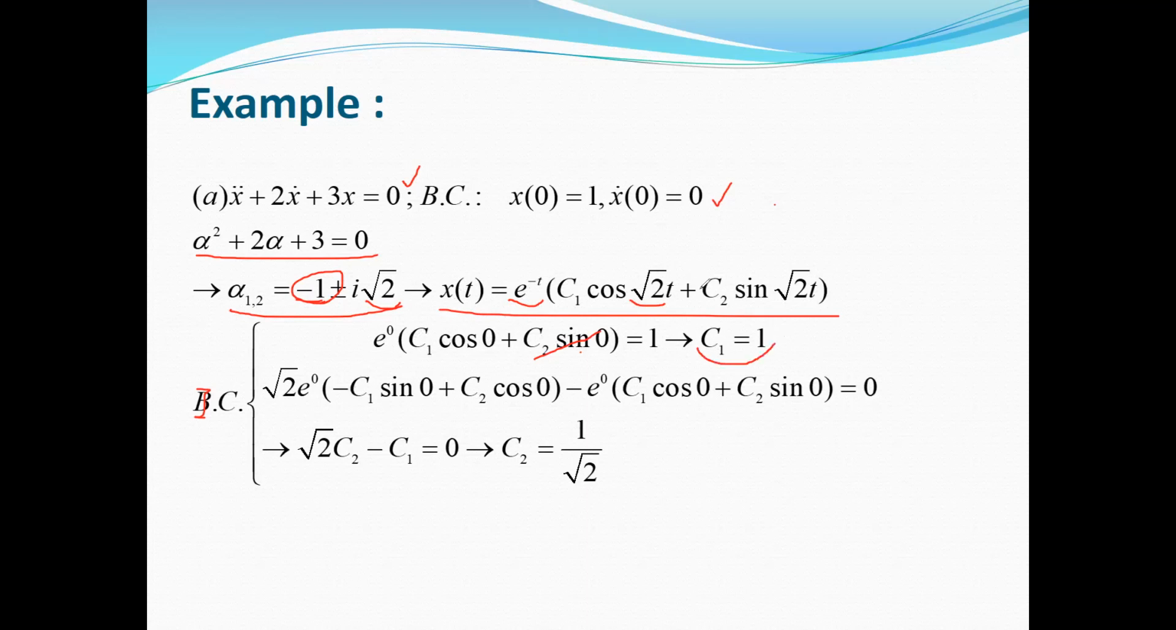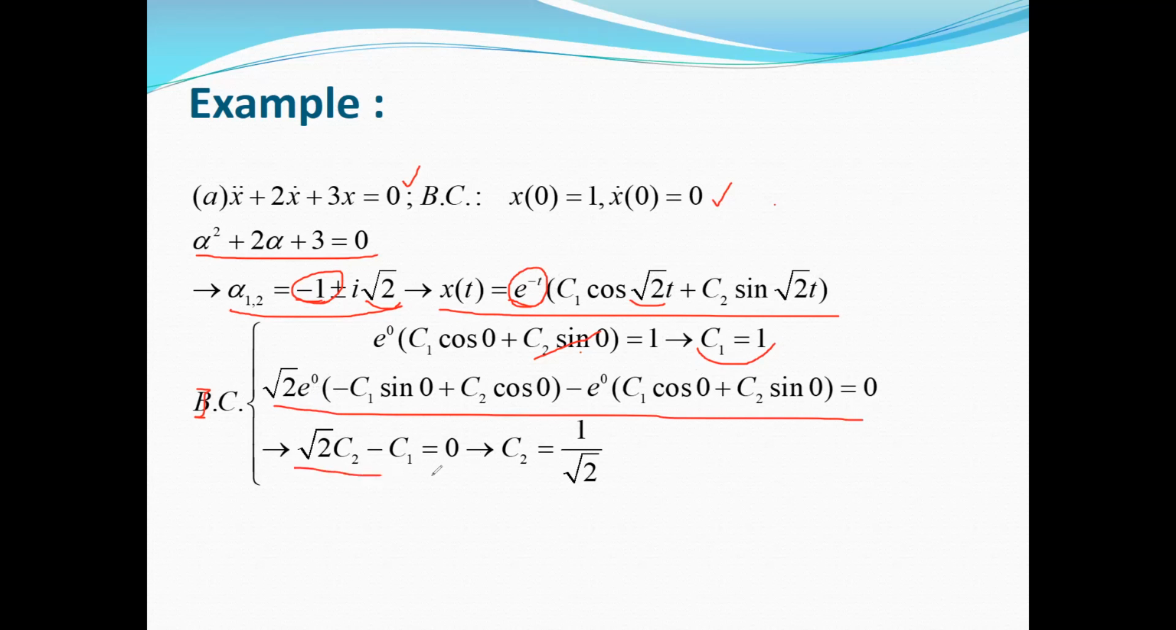And for the second coefficient, we need to obtain the derivative of x with respect to time. Here we have two functions, one exponential function multiplied by a cosine and sine function. So the derivative of this equation is the derivative of the exponential part times cosine plus sine, plus the derivative of cosine plus sine times the exponential part. Okay, so you can calculate the derivative of x with respect to time, and then you can substitute t equal to 0 and simplify this equation.